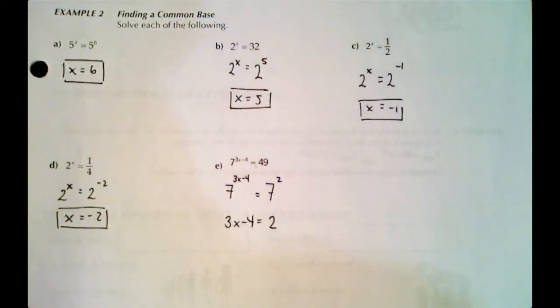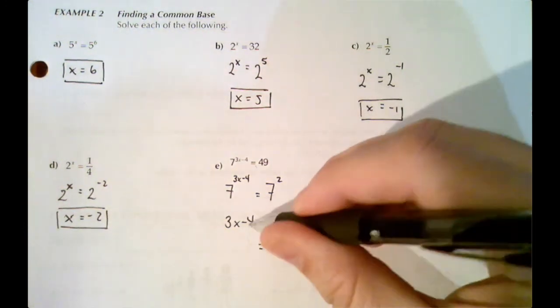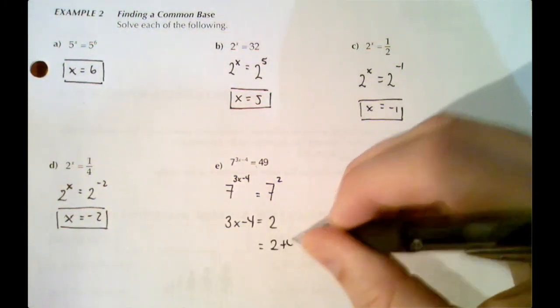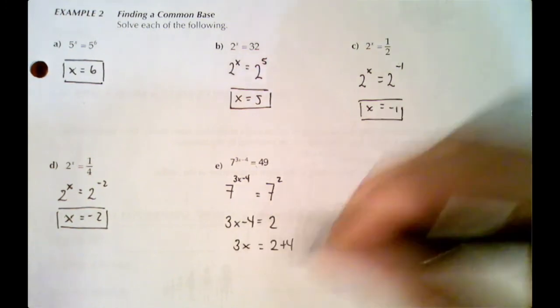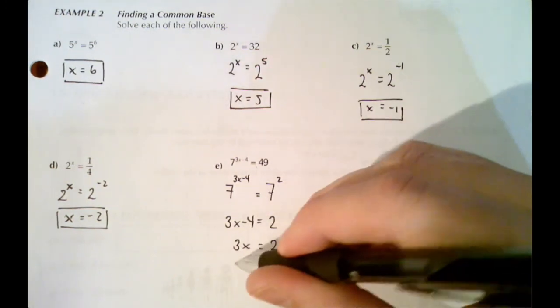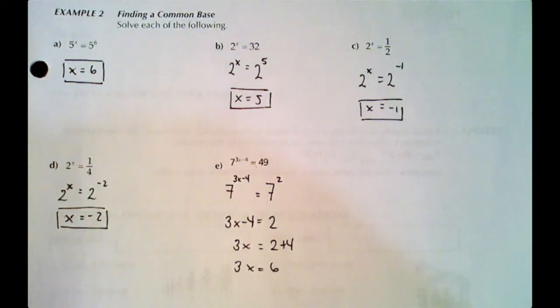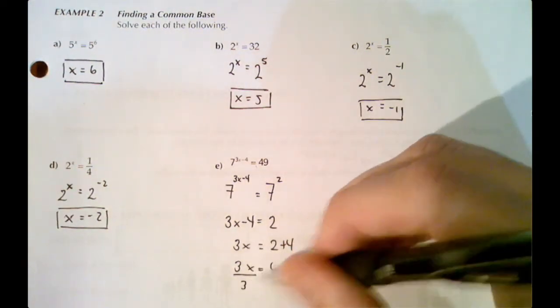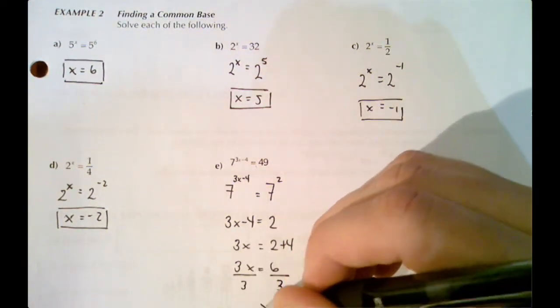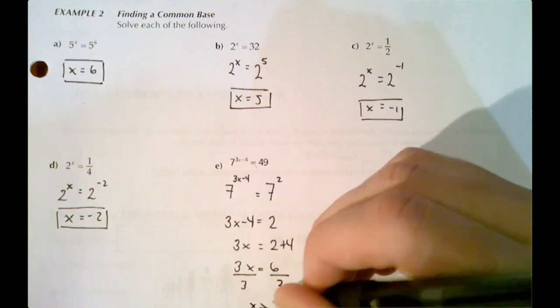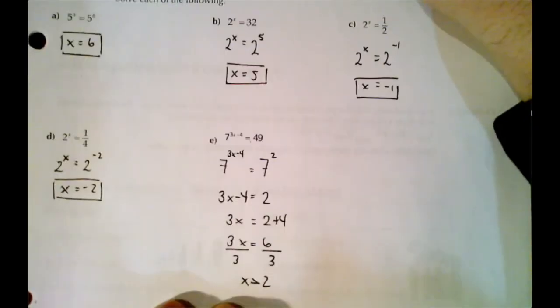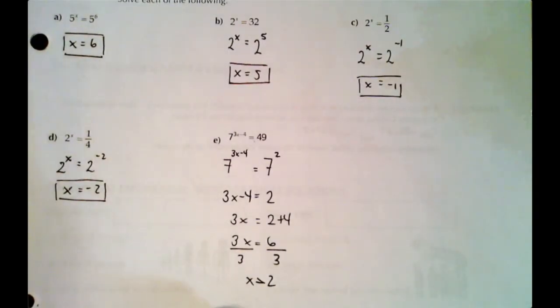3x minus 4 equals 2. And now we just have to solve. Bring the 4 over, we get 2 plus 4 equals 3x. 2 plus 4 is 6. Divide the 3 away. We get x equals 2.